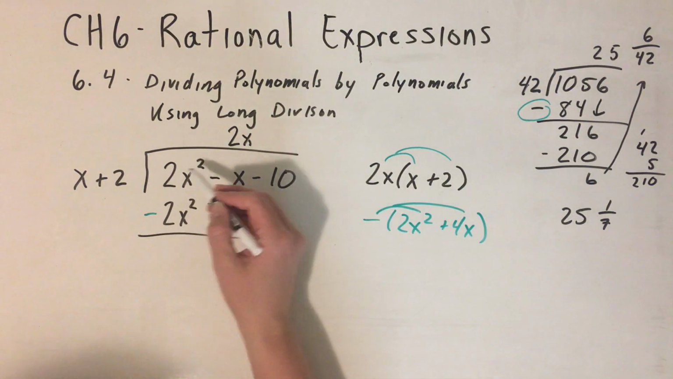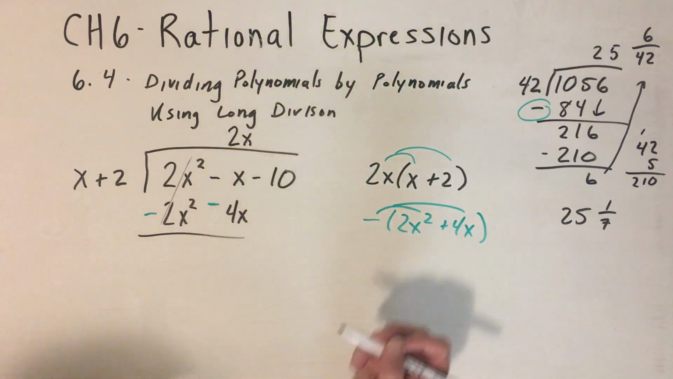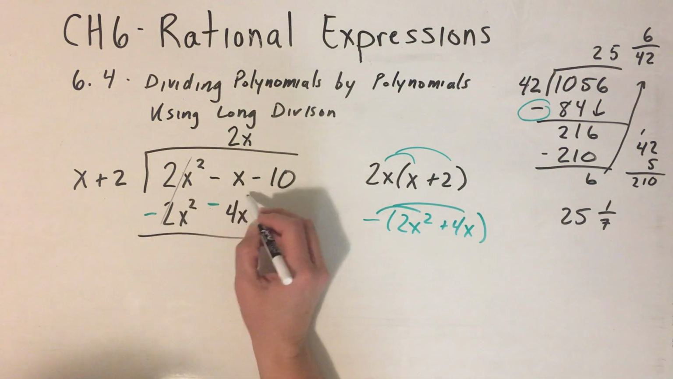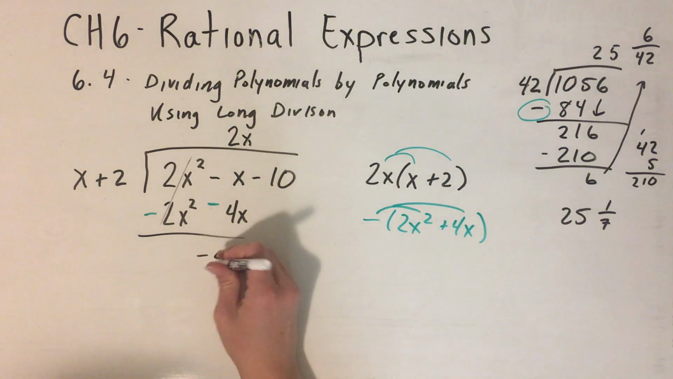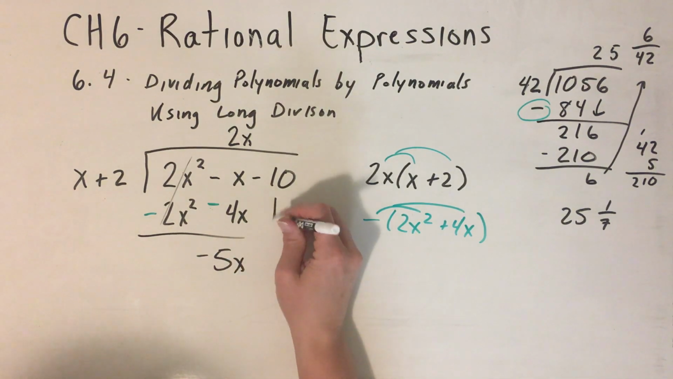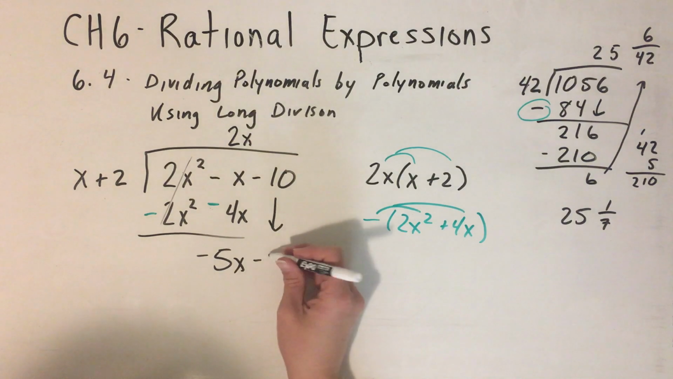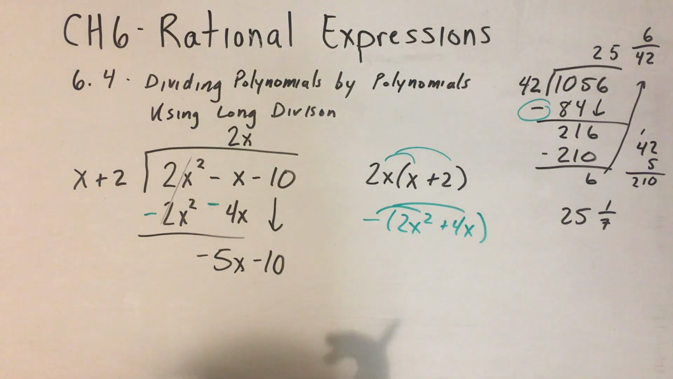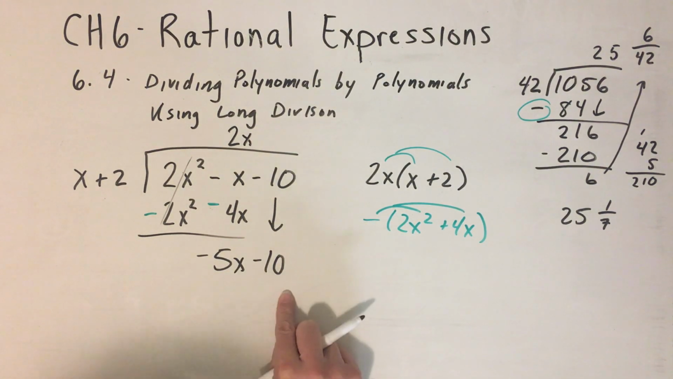These terms should sum to 0. If they don't, you did something wrong. And a negative x minus a 4x is a minus 5x. And this is what's left. I'm going to bring down my constant column. And I'm going to start the process over.